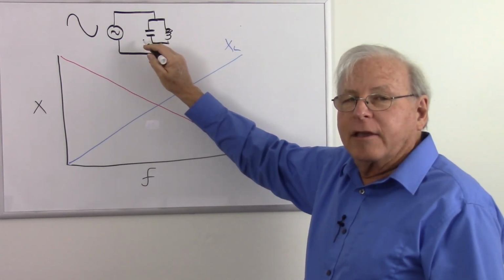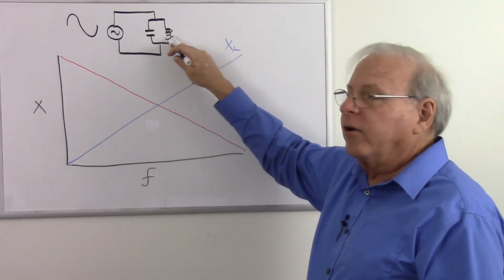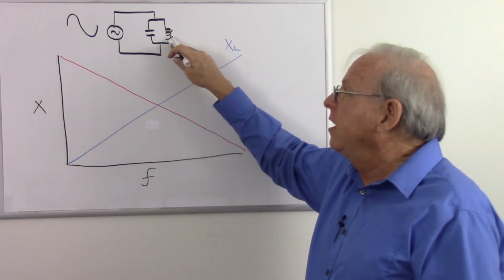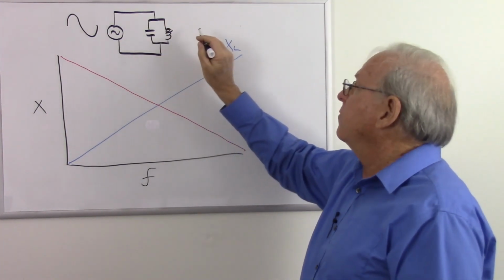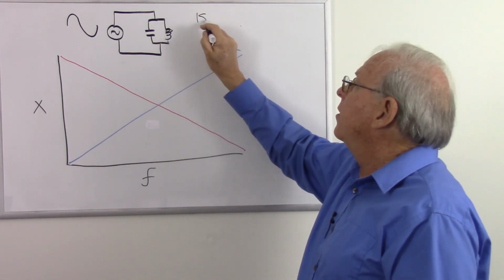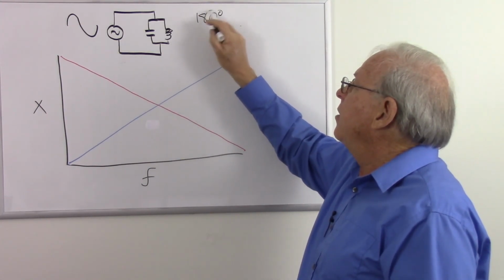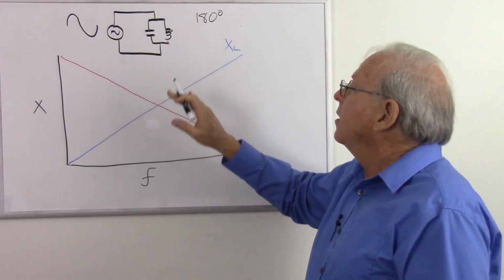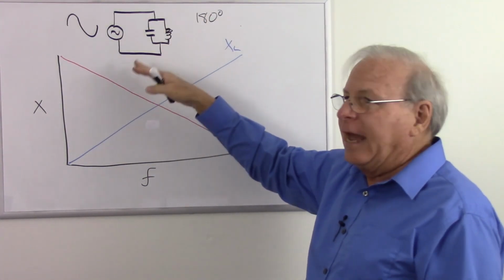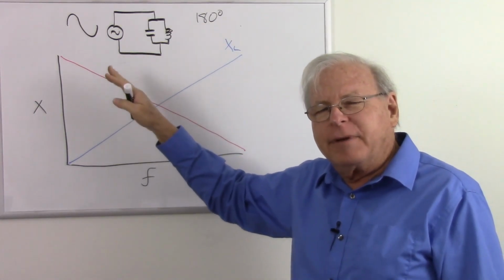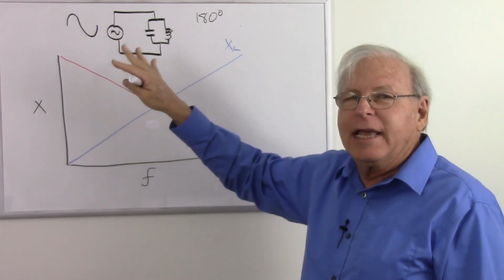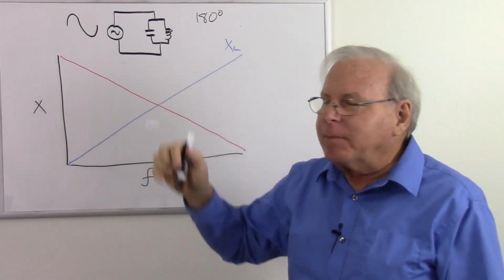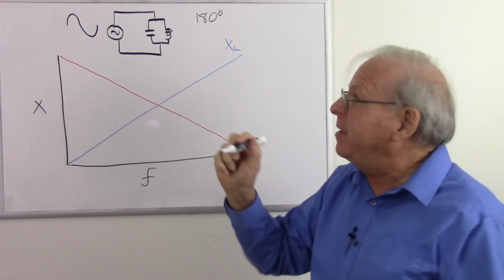So the current's ahead in the capacitor by 90 degrees, and the current's behind in the inductor by 90 degrees, and that means it's a total of 180 degrees. So the current is 180 degrees out of phase between the two components here. That means these currents are not adding up directly, and they're not subtracting from each other either, because they're in parallel. I'm going to get into the math on that later, but just real quickly, a quick peek.